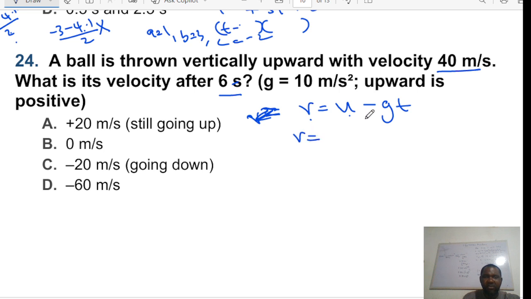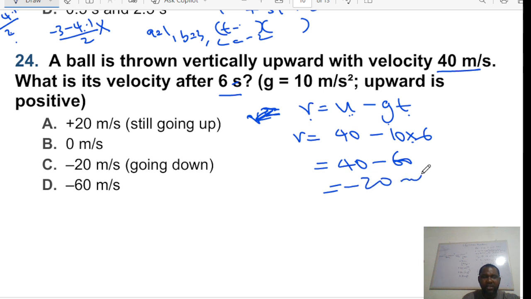Since we are looking for the velocity, and we know the initial velocity, and we know the time, v is going to be equal to your u here, 40, minus your g, 10, times the t, 6 seconds. So this is going to be 40 minus 6 times 10, which is 60, and so that's going to be minus 20 meters per second. It is negative 20 meters per second, and this is actually going down, not going up, because the initial velocity is 40 and it keeps reducing. In upward motion, the velocity reduces until it gets to 0, then starts coming down. So negative 20, going down, is the answer.